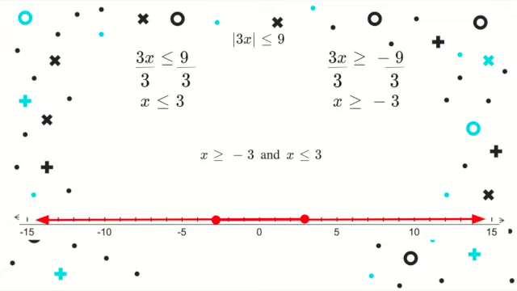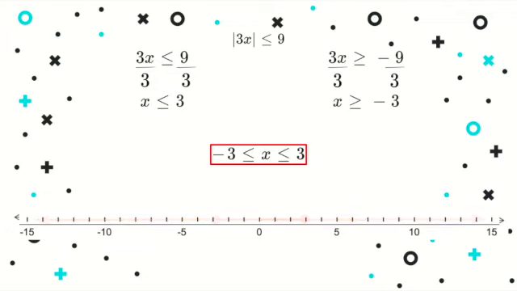Okay, because of that overlap, we're going to use "and". We're going to say that x is greater than or equal to negative 3 and x is less than or equal to 3. We can rewrite this as such: negative 3 is less than or equal to x is less than or equal to 3. Now, for all the solutions that work here, it's just this range from negative 3 to positive 3.